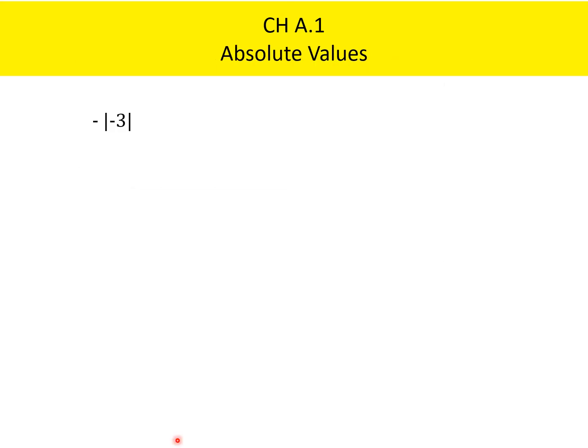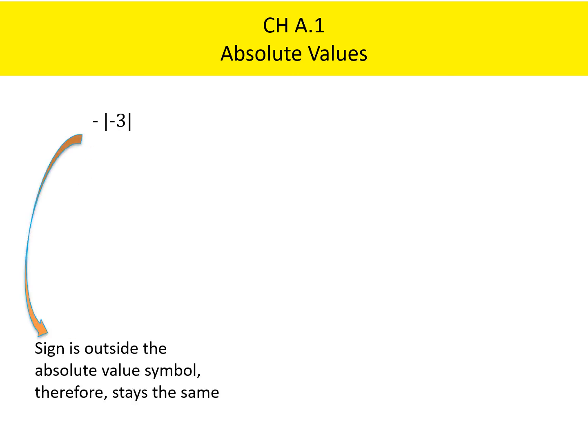The negative of the absolute value of -3. The absolute value here only looks at what's contained in between the 2 lines. It's not looking at what's in front of it, and it's not looking at what's behind it, only in between the lines. But I do see a negative sign there. Now, the sign is outside the symbol, so therefore it stays the same.